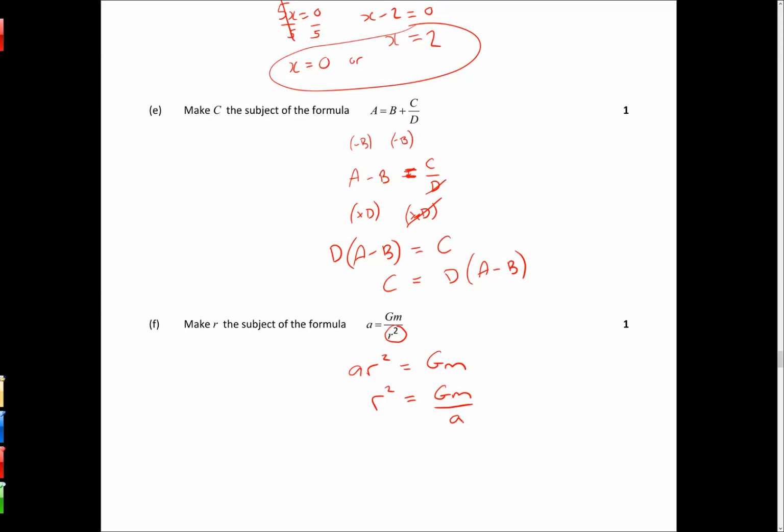And how do you remove a squared? Well, I know that the opposite is square root. But what I've got to remember is, even when it's pure algebra, there are two answers to a squared question. If I take a squared away, I've got to remember a plus or minus comes into it. So r would equal plus or minus the square root of gm over a.